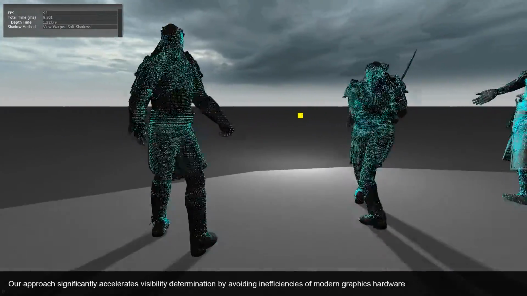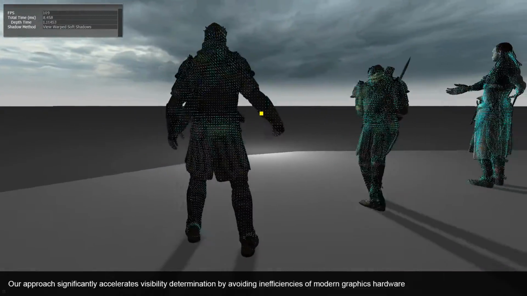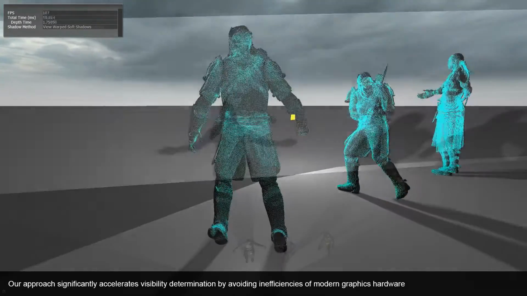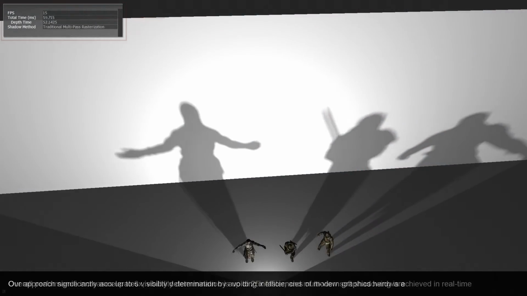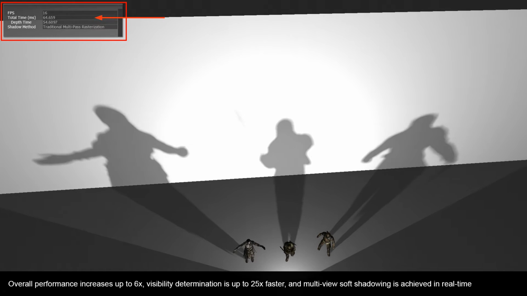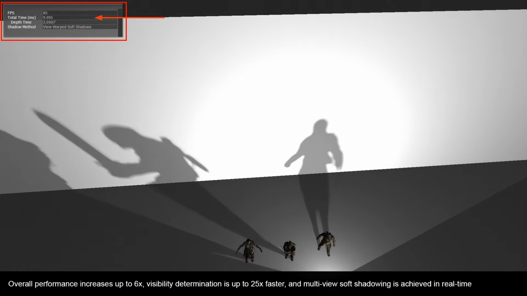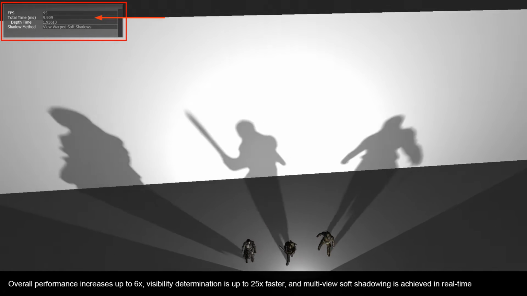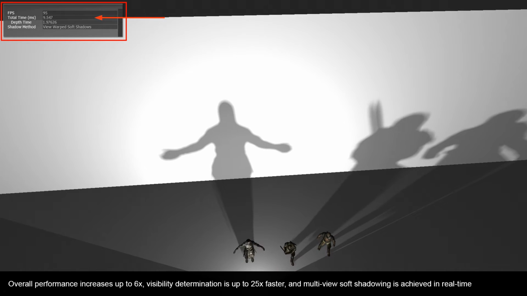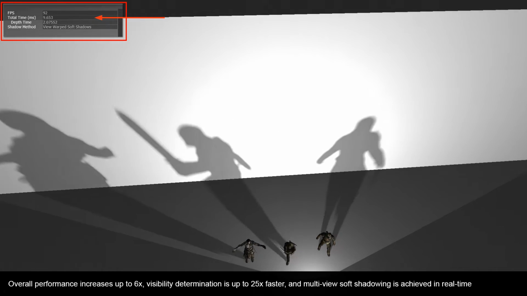Our approach significantly accelerates visibility determination by avoiding inefficiencies of modern graphics hardware. Overall performance increases up to 6 times, visibility determination is up to 25 times faster, and multi-view soft shadowing is achieved in real time.